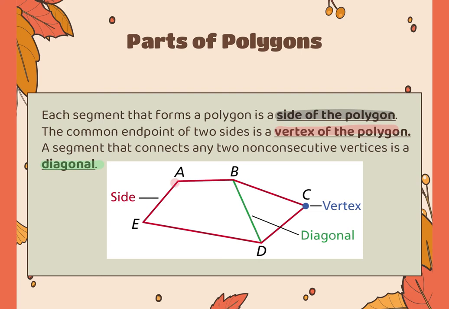So the red segments in this diagram are sides, and the blue is where the vertex is. So D would be a vertex, B would be a vertex, A would be a vertex, and E would be a vertex. And then any segment that connects two non-consecutive vertices, which means one not after the other, would be a diagonal. So I could go from C to E, that would be a diagonal. From C to A, that would be a diagonal. E to B would be a diagonal. A to D would be a diagonal.